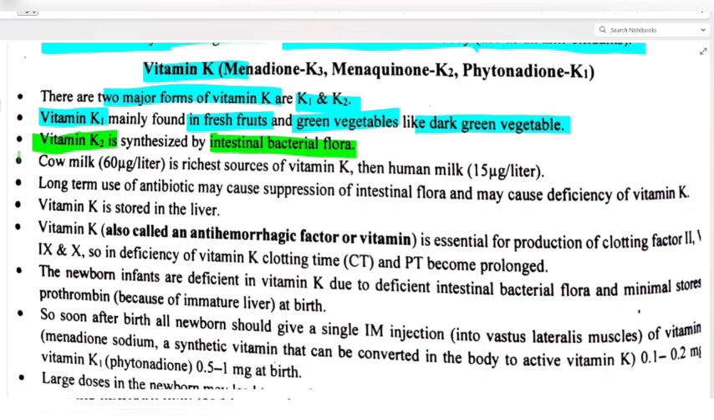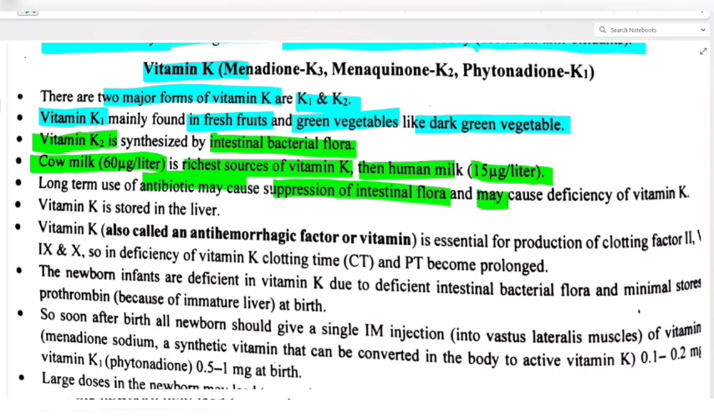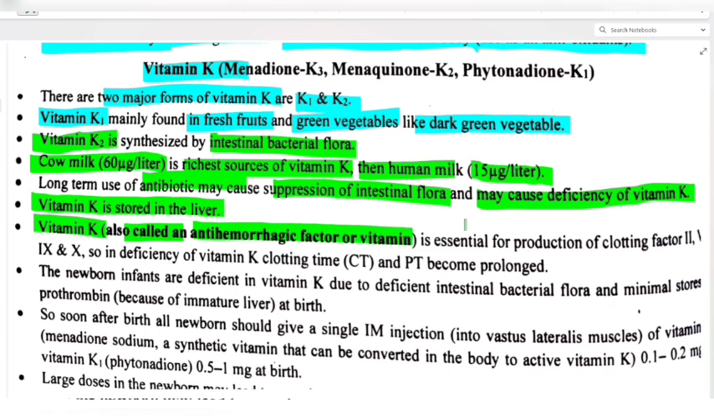Clear? Now cow milk, that is 60 microgram per liter, is the richest source of vitamin K. Then human milk, that is 15 microgram per liter. Long-term use of antibiotics may cause suppression of intestinal flora and may cause deficiency of vitamin K. Vitamin K is stored in the liver. So vitamin K is also called anti-hemorrhagic factor or vitamin. It is essential for production of clotting factors, that is 2, 7, 9 and 10.